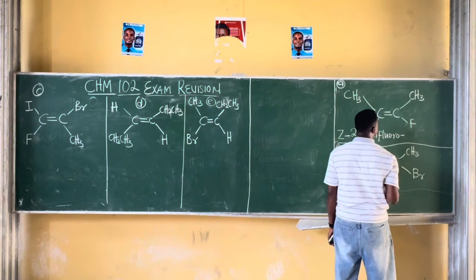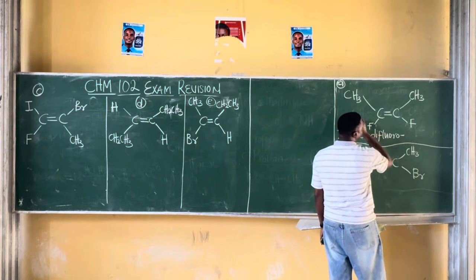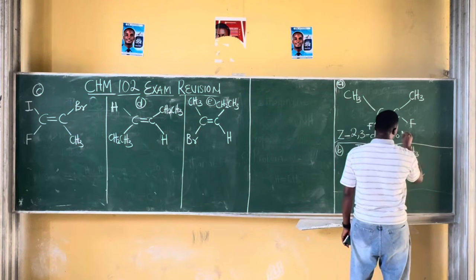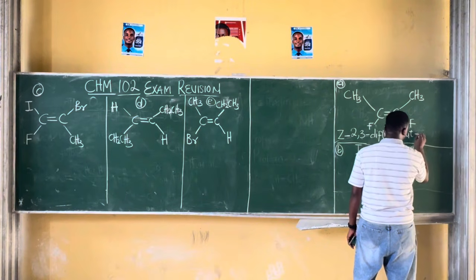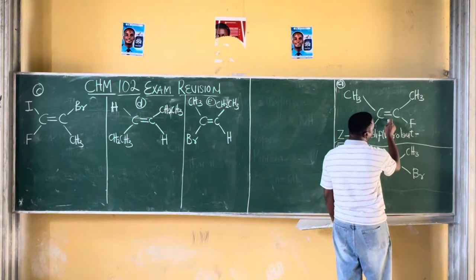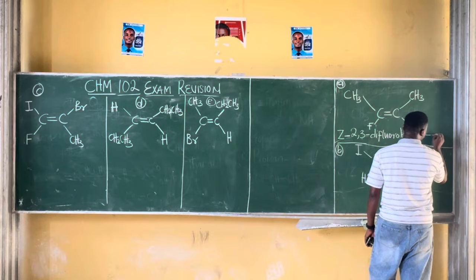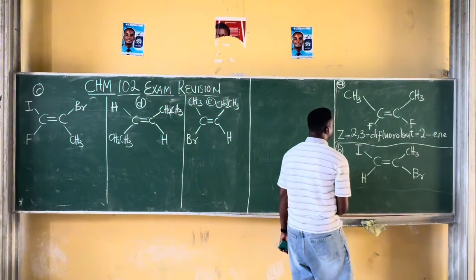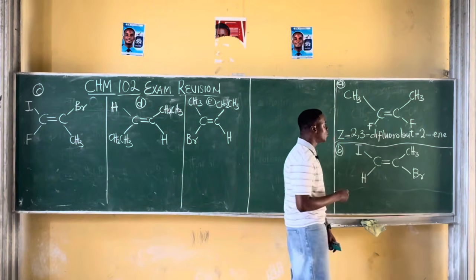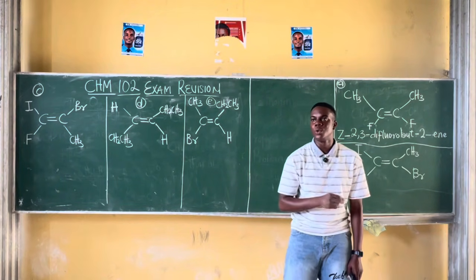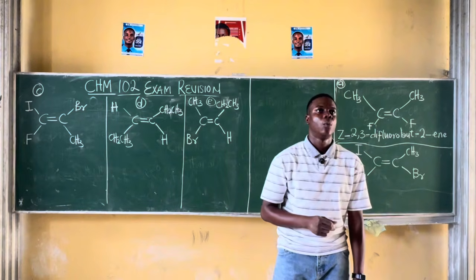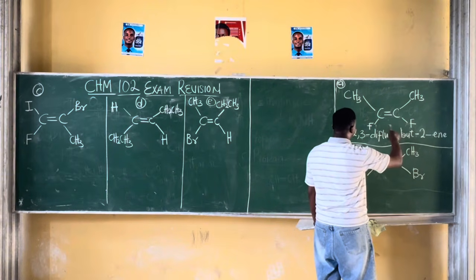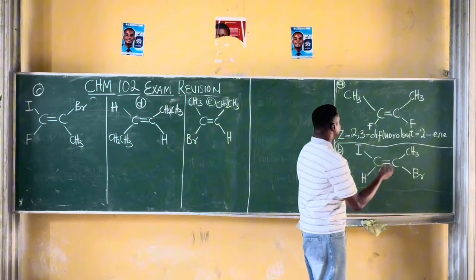Fluoro, then no need for the hyphen. Then we have but. The double bond is at carbon 2, right? So it becomes but-2-ene. So 2Z, 2,3-difluorobut-2-ene. Is there any other one? It's complete now.